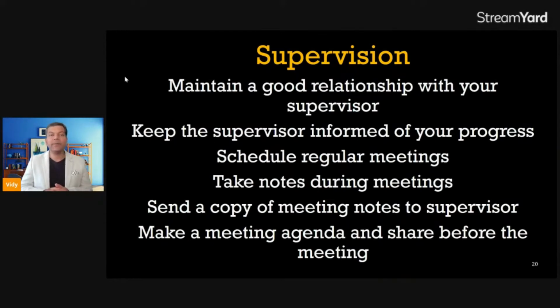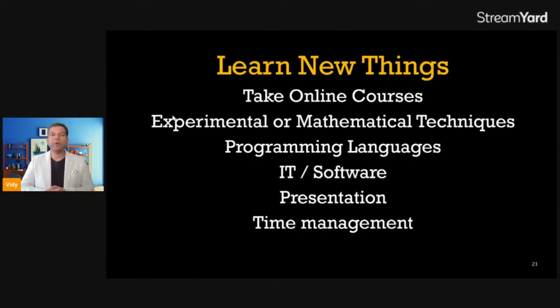Once you complete the meeting, it is also a good idea to take notes and send an email to your supervisor about the meeting points that you have covered. Another thing that you can do in the first 6 months of your PhD is to take some online courses, either free or paid, it doesn't matter, but learn some new things that you think will be helpful to you in your PhD going forward.